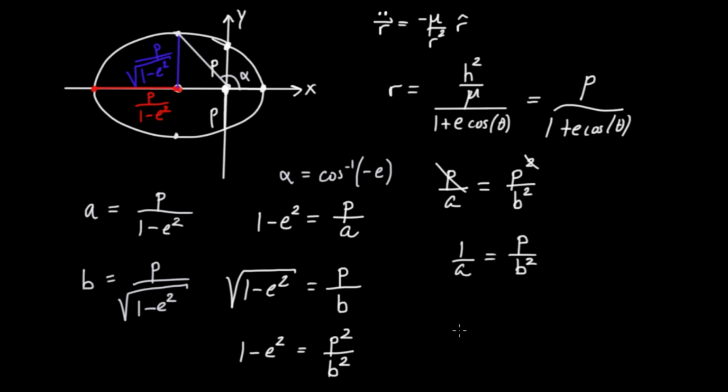And finally, I can cross multiply here, and I can say that a p is equal to b squared. So this is actually a pretty pleasant equation, since it relates all those 3 parameters of the ellipse. So it's saying that the product of the semi-major axis and the semi-latus rectum is equal to the square of the semi-minor axis. So a pretty nice equation. And we're going to use this to prove Kepler's third law.